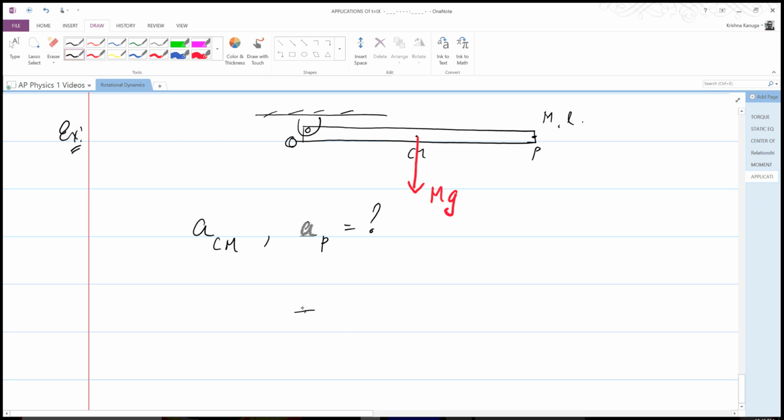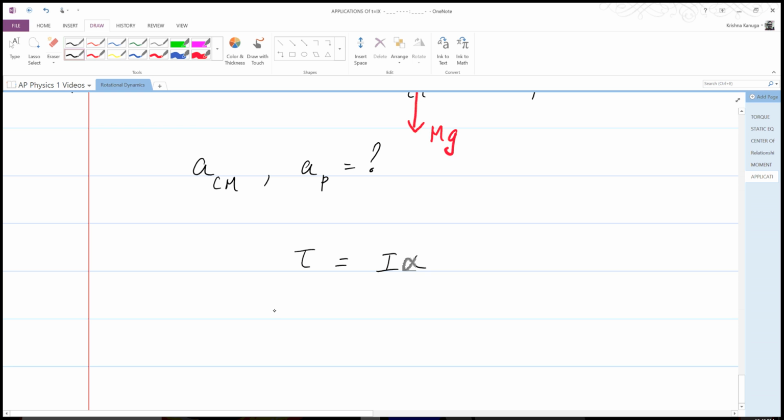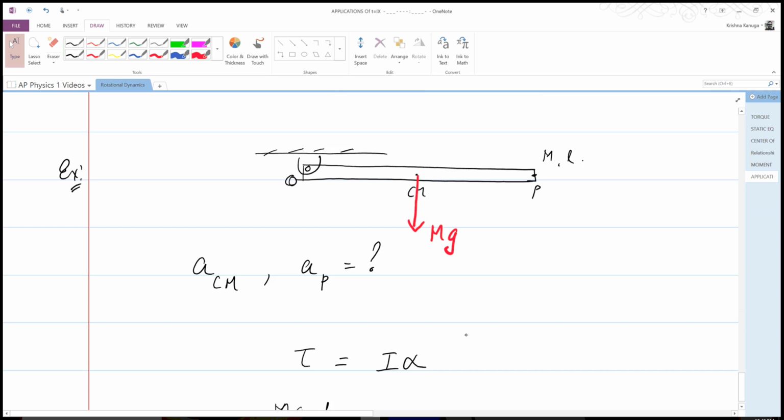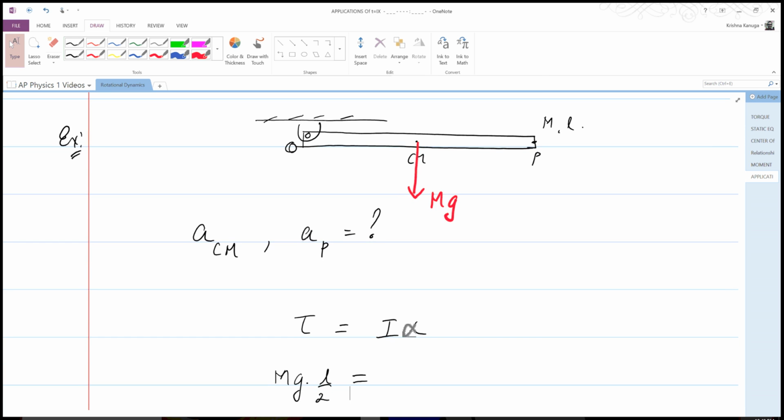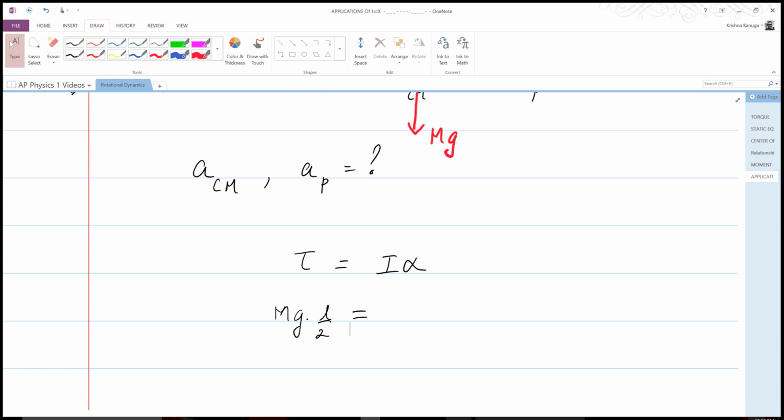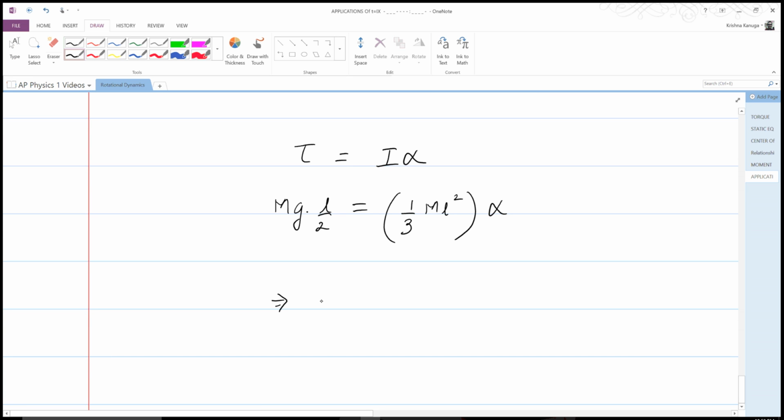So we will use our equation tau equals I alpha. Tau is simply equal to mg times L over 2, because L over 2 is the perpendicular distance from the pivot, and that is equal to I alpha. Now this is a uniform rod of length L, and the moment of inertia about one end of the rod is 1/3 mL squared, and we multiply all this by alpha. This ends up telling us that alpha is equal to 3g over 2L.